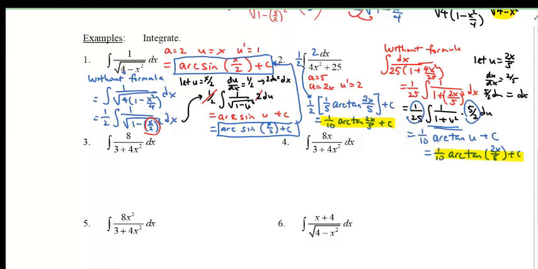So anyways, I want to leave this for you now to try. Please try number 3 on your own, and then see if you can do numbers 4 and number 5 as well. Okay? Go ahead.